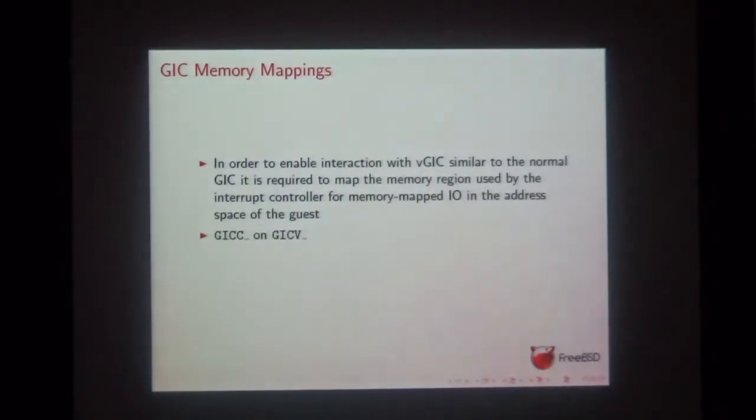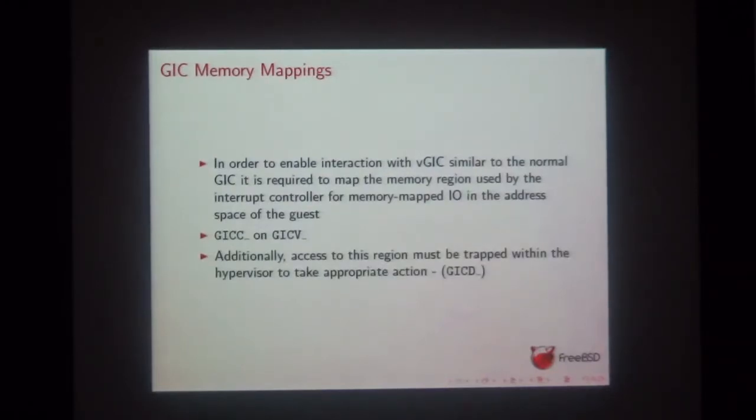In order to enable interaction with the virtual generic interrupt controller, similar to the normal one, it is required to map the memory region used by the interrupt controller for memory-mapped IO in the address space of the guest. Basically, we have to map the GIC CPU interfaces on the GIC virtual CPU interfaces. The mapping I was telling you about earlier.